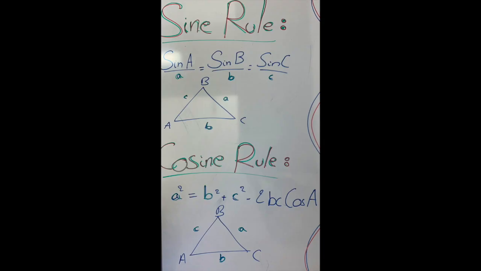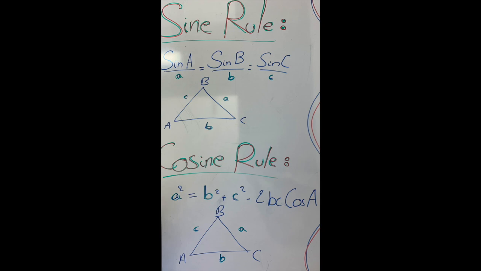The sine rule is very simple. It is used for both unknown sides and angles. The idea is that when we divide a side A by the sine of an angle A, it is equal to side B divided by the sine of angle B, and also equal to side C divided by the sine of angle C, or the other way around.